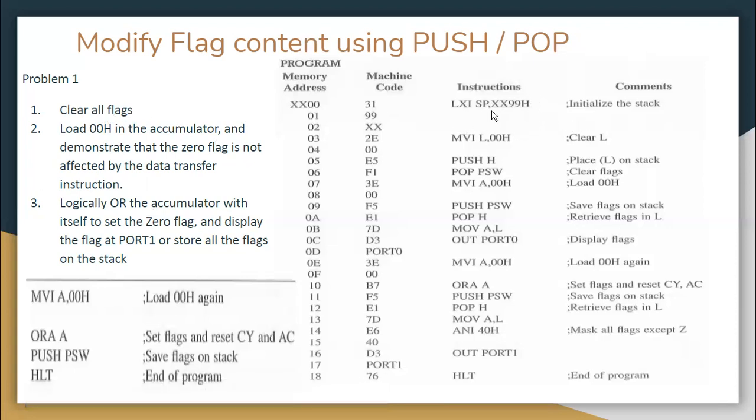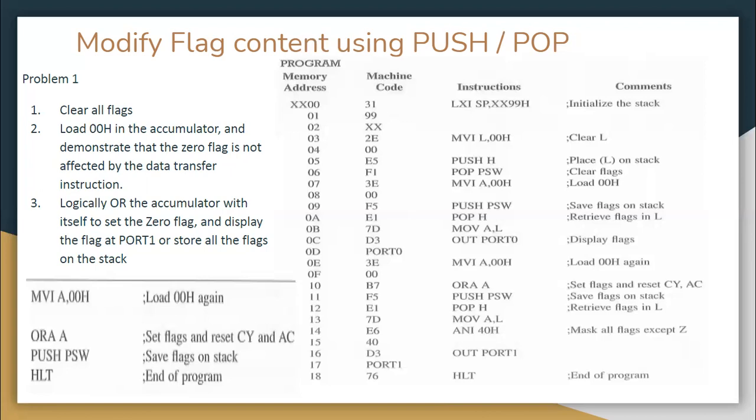First, we initialize the stack pointer to some 16-bit memory location. After that, we move the value 00 to L, so we clear the register L. We have the HL register pair, and in that the L register is made 0. Then push H. We have to clear the flag register. How can we clear it? You cannot operate on the flags directly. There are no instructions which operate directly on the flag register. So how do we clear the flag bits?